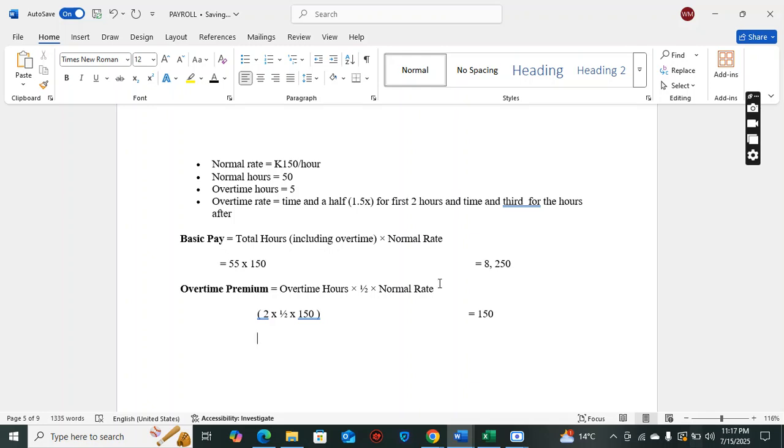Then the next 3 hours, because remember, he worked a total of 5 overtime hours, so 5 minus 2, 3. So the remaining 3 hours, it's time and a third. So here, instead of using half, we're using 1 over 3 times 150. So 3 times 1 over 3, that is 1. 1 times 150, that is 150.